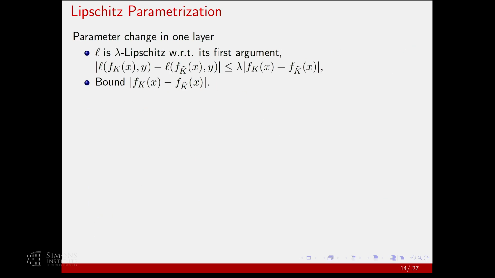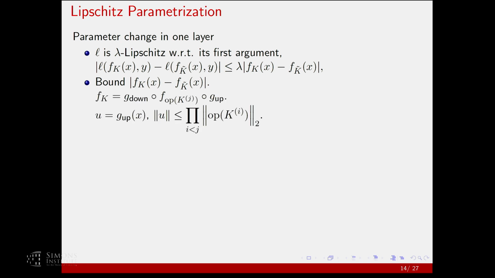So what is left for me to show you is how we find this Lipschitz constant corresponding to the set of functions that I defined. As usual, we want to see, if the parameters change, what happens to the loss in terms of the parameters. Let's start with a simple case where you have two networks and only the parameters in one layer change. As I mentioned, we assume that our loss is lambda Lipschitz with respect to its first argument. So if we want to bound the difference in loss, it's enough for us to bound the differences in the function and then multiply by lambda.